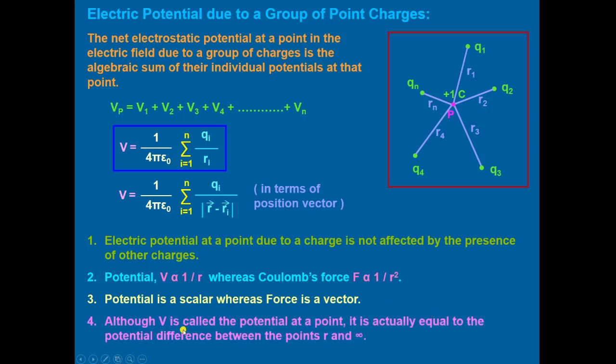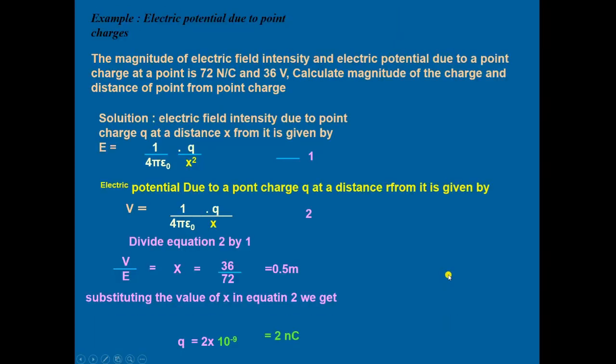Although potential V is called potential at that point, it is actually equal to the potential difference between the point R and infinity. Electric potential at a point due to a system of charges can be calculated by finding the algebraic sum of the electric potential due to the individual charges. It was for the study, and then we come to some examples of electric potential due to a point charge.